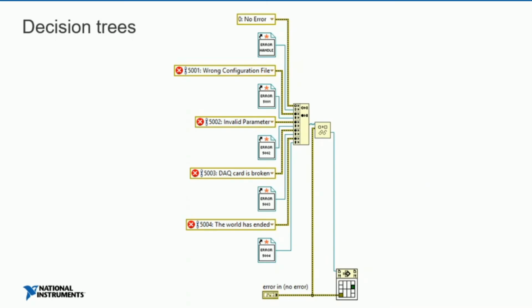You can do basically the same thing with error handling as well. So you could say, if I get error 5004, then world's ended, run this VI. If I get 5003, run this VI, and so on.